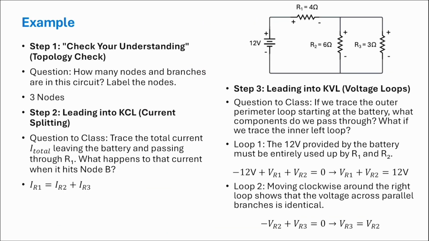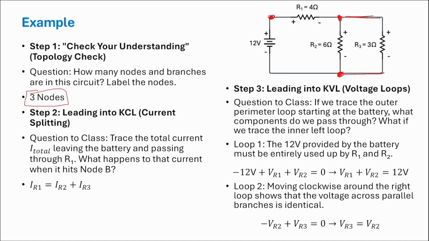In this example, R2 and R3 are connected in parallel. And then this parallel pair is connected to R1 in series. First, step 1, check your understanding. This is to check the topology. It means how many nodes. We can say this is 1, 2. Remember, they are connected the same, so there are only 1, 2 here. But there's another one here, 3. There are 3 nodes.